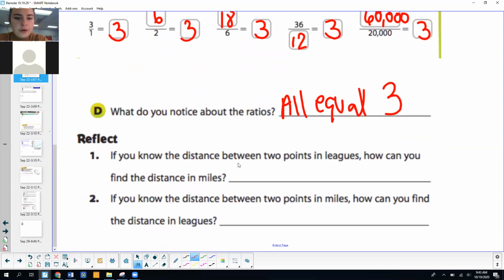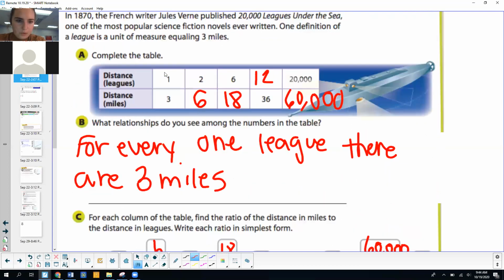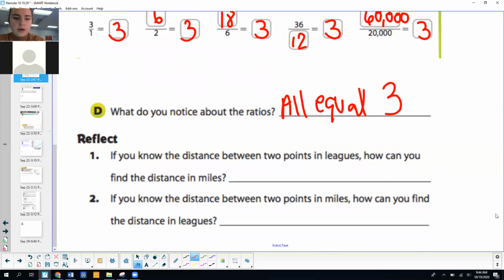So we're going to reflect. If you know the distance between 2 points in leagues, how can you find the distance in miles? So if we know that for 1 league, it's 3 miles, we can go ahead and multiply however many leagues by 3, because we know for every 1 mile, there's 3 leagues. So for every 2 miles, there's 6 leagues. So how can you find the distance in miles? Multiply leagues by 3.